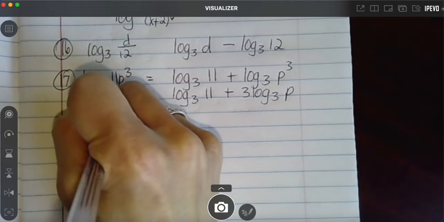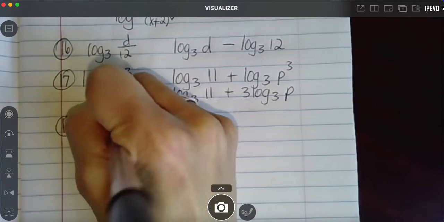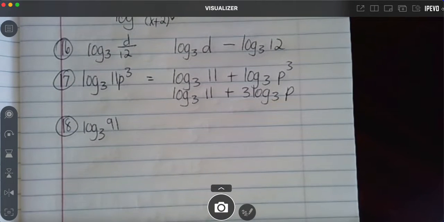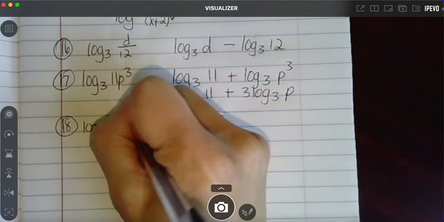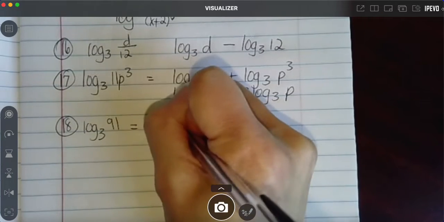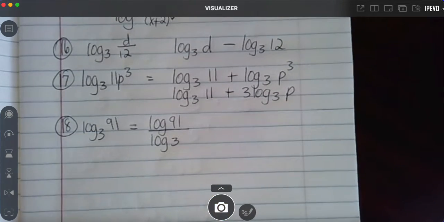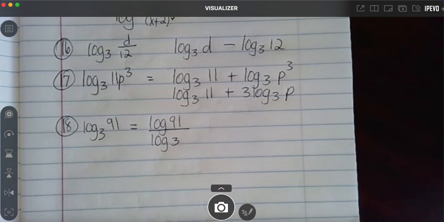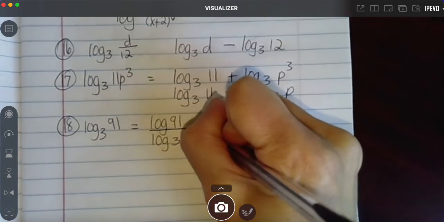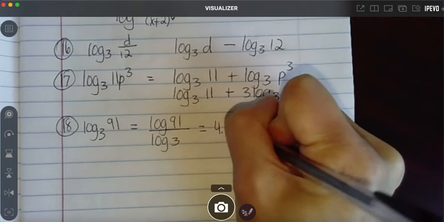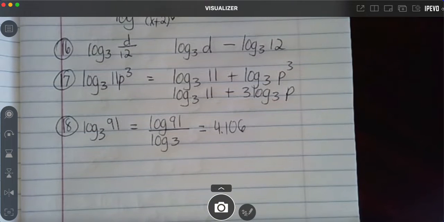18 says change of base formula. They want you to find the answer using the calculator. You can't since it's base 10. So you just type in log of 91 divided by the log of 3. That changes your base. You can divide that. And if you type that in on 18, what do you get for your answer? 4.106 is what you should get.